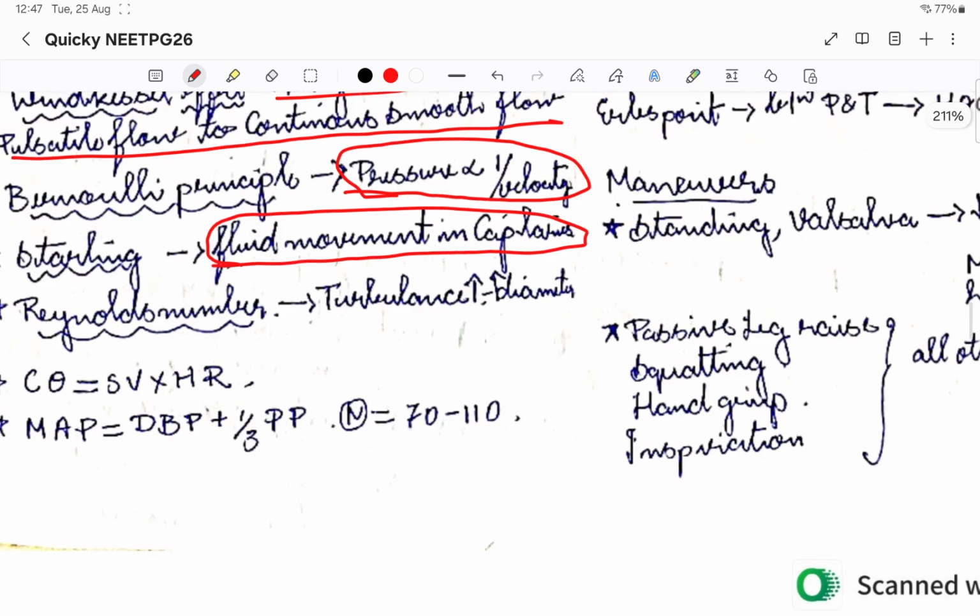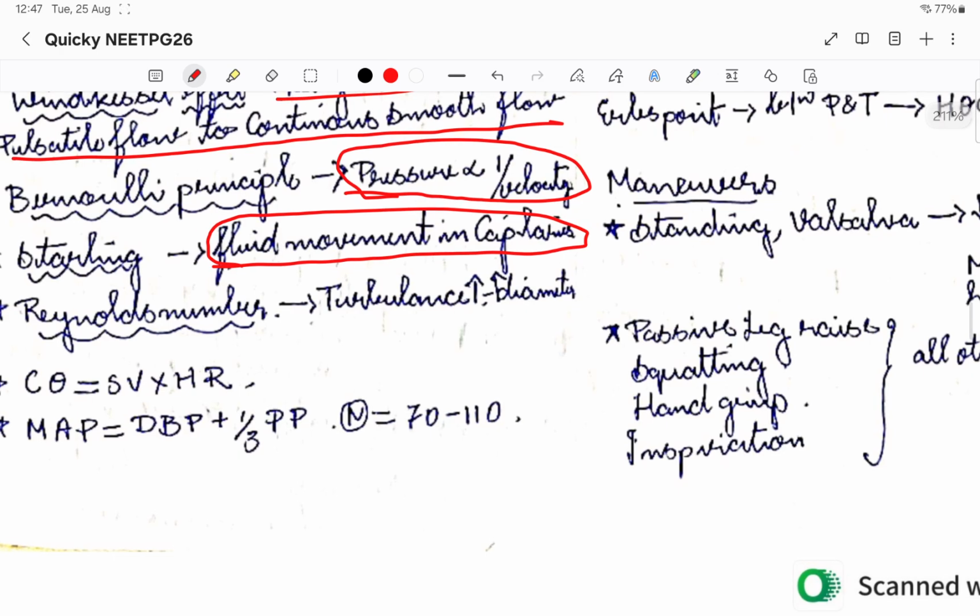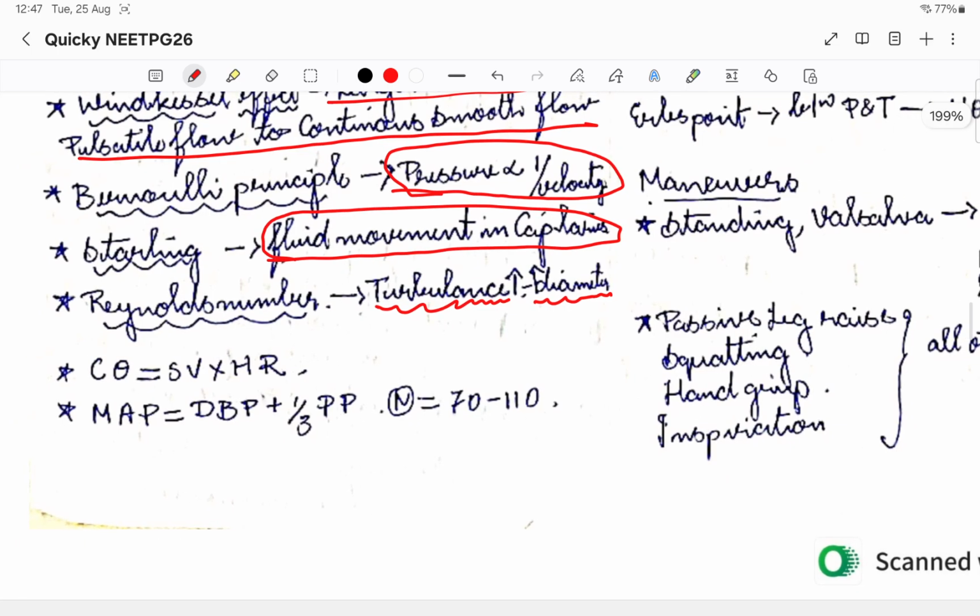Then there is the Reynolds number. We have been studying this since our physics in 11th and 12th. So turbulence increases in increased diameter vessels, okay? So that is the thing with the Reynolds number.